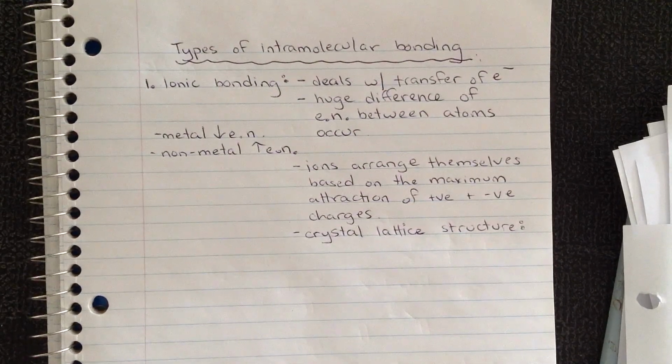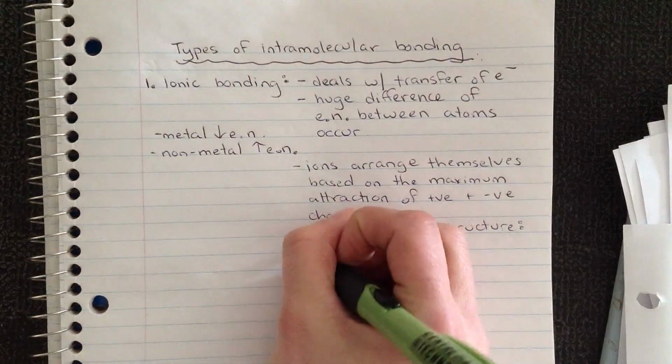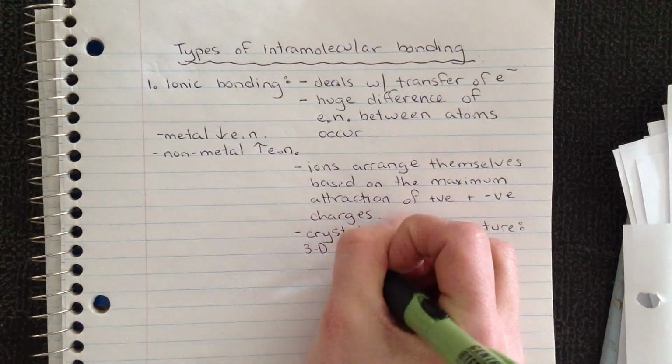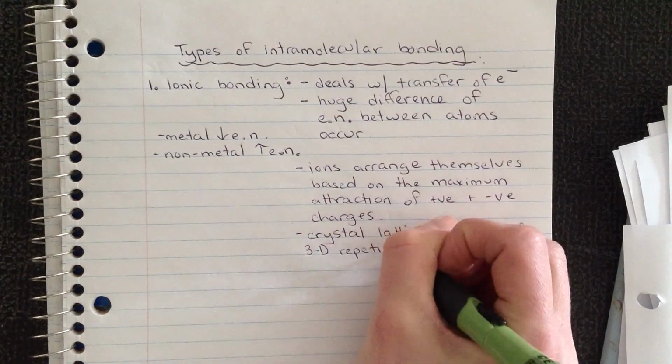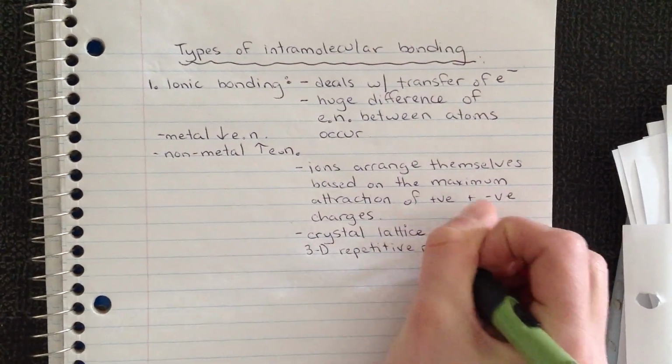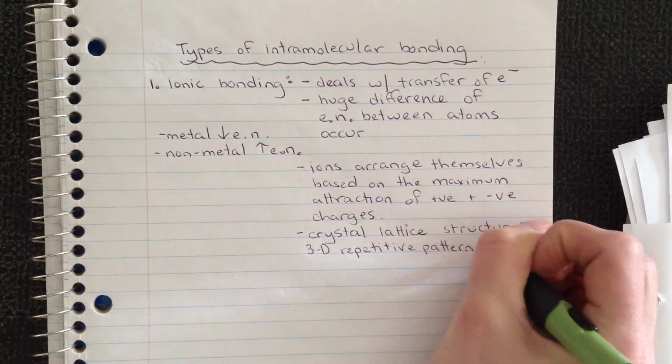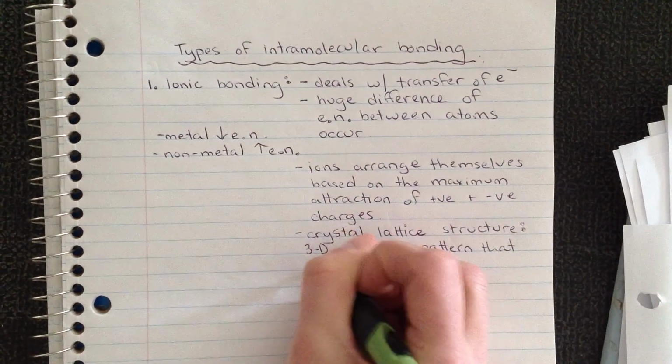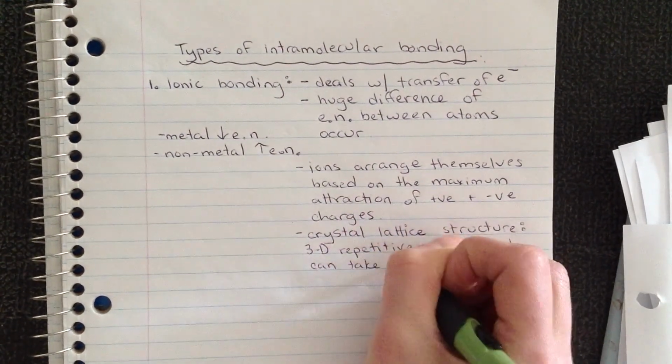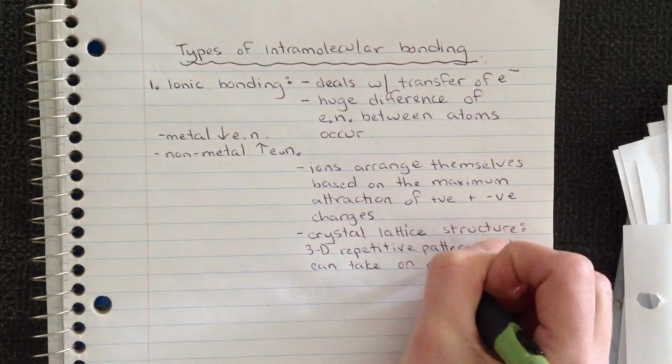Okay, so crystal lattice structure, this is what it is. It's a 3D repetitive pattern that can take on predictable structures.